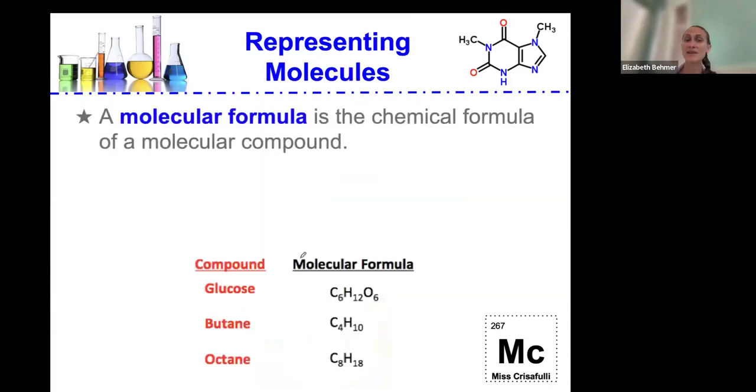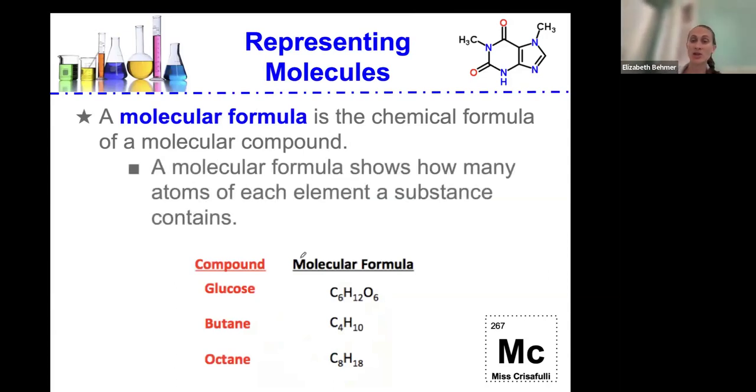A molecular formula is the chemical formula of a molecular compound. And a molecular formula will show us how many atoms of each element a substance contains. So for example, glucose is made up of 6 carbons, 12 hydrogens, and 6 oxygens. So we write the molecular formula of glucose as C6H12O6. Butane is made up of 4 carbons and 10 hydrogens, and octane is made up of 8 carbons and 18 hydrogens. So those molecular formulas are telling us how much of each atom are in that particular molecule.